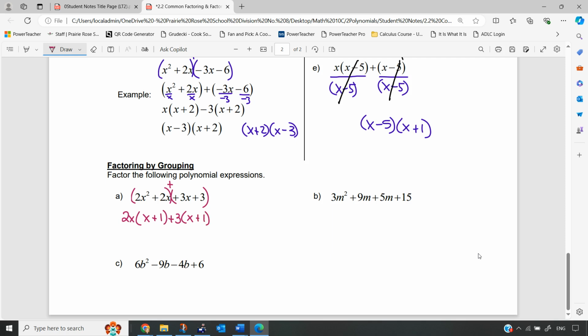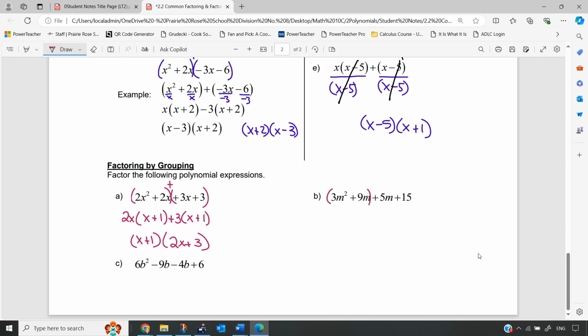Now you'll notice as I was doing this example, I didn't show that dividing out of the GCF. As you get more practice with these examples, you may not need to do that anymore, but it's definitely helpful in the beginning. All right, my GCF here now is x plus 1, and my leftovers would be 2x plus 3. For b, I have 3m squared plus 9m plus 5m plus 15.